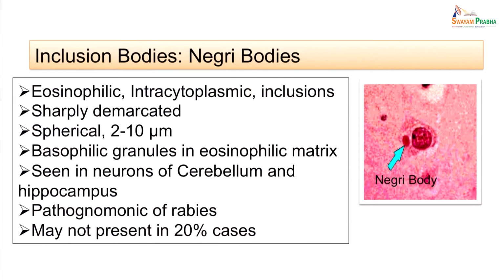Negri bodies. Now, Negri bodies are inclusion bodies, which are eosinophilic, intracytoplasmic, magenta colored bodies present in the cytoplasm of the infected neurons. So, these are sharply demarcated spherical to oval bodies about 2 to 10 micron in size, and they are most commonly observed in the neurons of the cerebellum and hippocampus. They are pathognomonic of rabies. However, they may not be present in 20% of the cases.